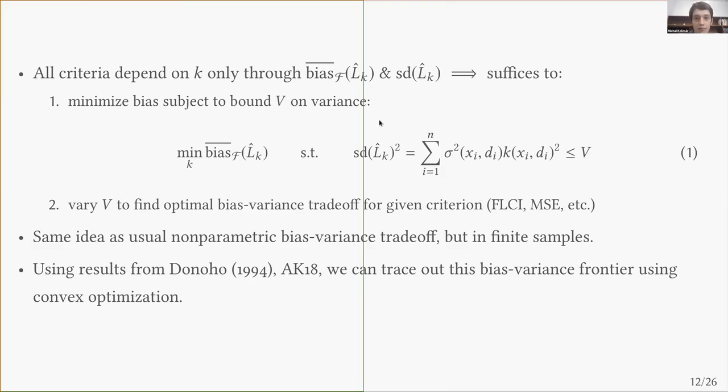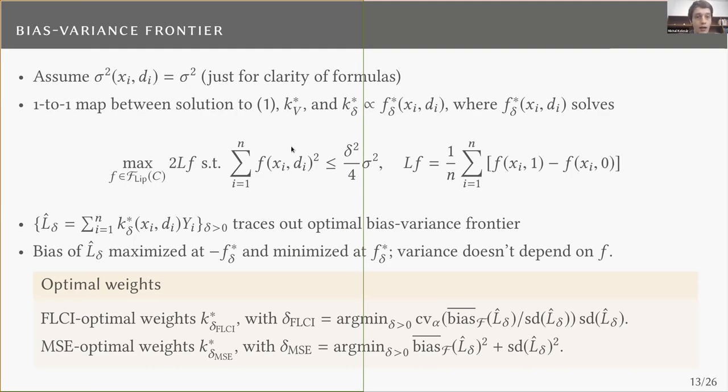Now, this looks like potentially a complicated optimization problem, but it turns out that using some results from earlier papers, we can cast this optimization problem as just a convex optimization problem. This is the formula for the convex optimization problem. The details are not super important. I just want to highlight a couple of features. The reason that the optimization problem is convex is that the parameter space F is assumed to be convex.